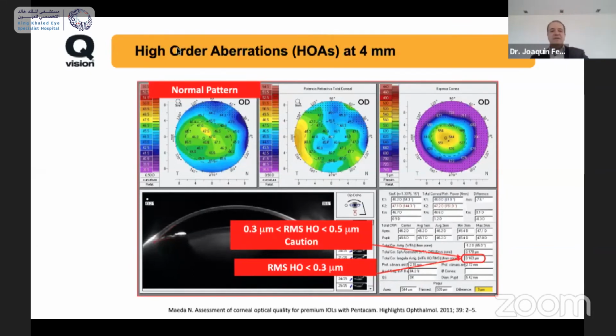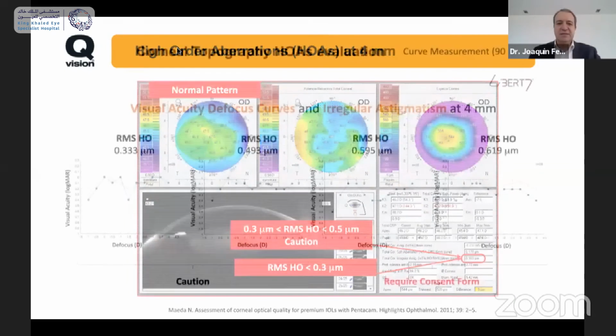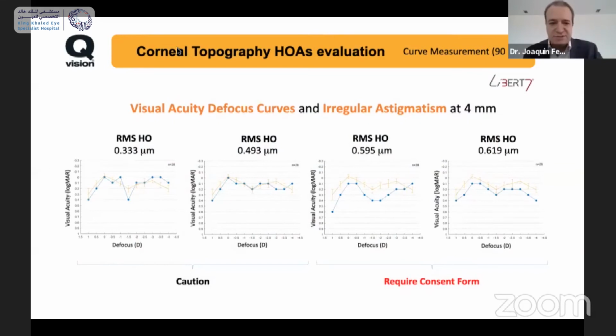Again, what happens with the evidence, and what happens in daily practice? As you can see here, we implanted different patients. You are seeing here the visual acuity defocus curve. The defocus curve in yellow is the mean of our sample, and the blue line is the defocus curve of the patient shown above. The patient at the left has a high order aberration around 0.3, then 0.49, the next 0.5, and the next 0.6. As you can see, below 0.5 microns of high order aberration, the performance is quite similar to the mean of the sample.